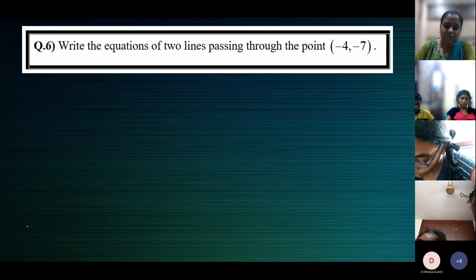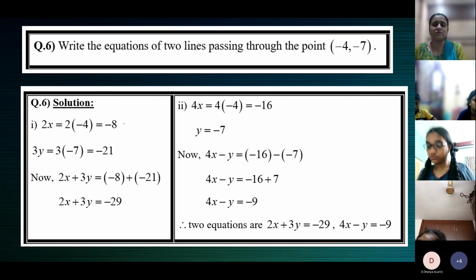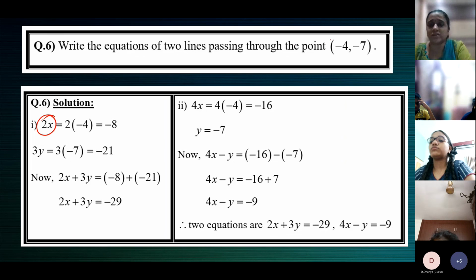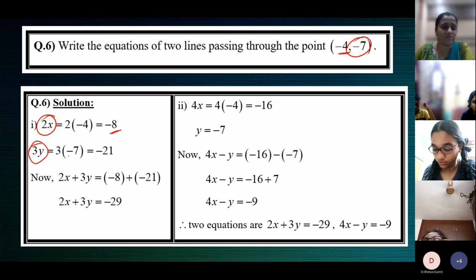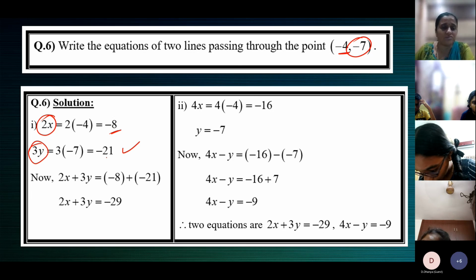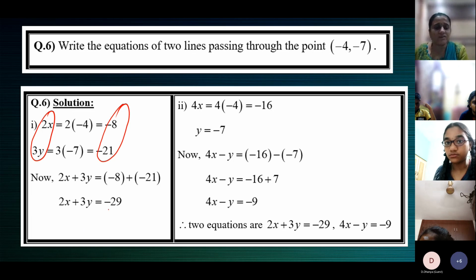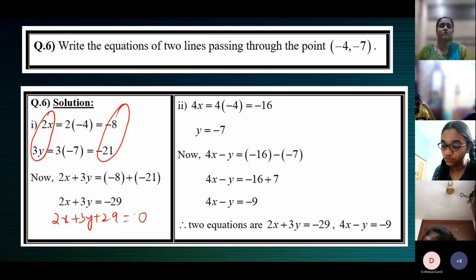So for that, see here. These are just two examples. You can use this idea and construct your own. You find 2x. When I explain fully, you will understand. What is 2x? 2 into -4 is -8. Then 3y: 3 into -7, which is -21. Now what is 2x plus 3y? You can even do 2x minus 3y. I have done 2x plus 3y. So 2x plus 3y is equal to -8 plus -21, so 2x plus 3y is equal to -29, or 2x plus 3y plus 29 is equal to 0 is one of the many equations.